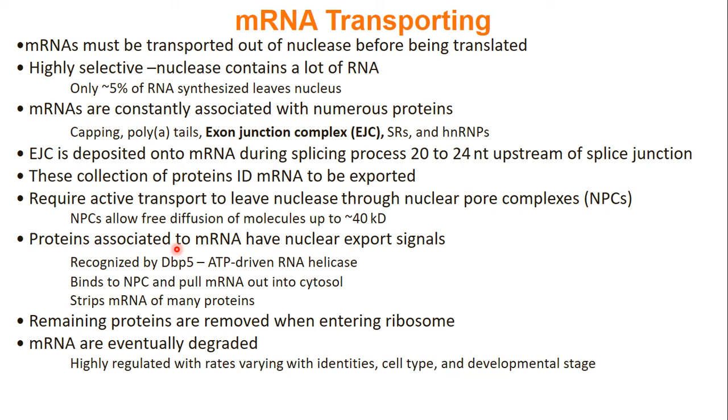DBP5 will be associated with the NPC. Our proteins will go and interact with DBP5, and this helicase will pull the mRNA out of the nucleus into the cytosol. While pulling it out, a lot of the proteins associated with the mRNA will be stripped off, and then they can go and interact with a different mRNA molecule. Any other proteins that make it through this process will be removed when the mRNA goes to interact with the ribosome. And after a while, our mRNA will eventually be destroyed in the cytoplasm.